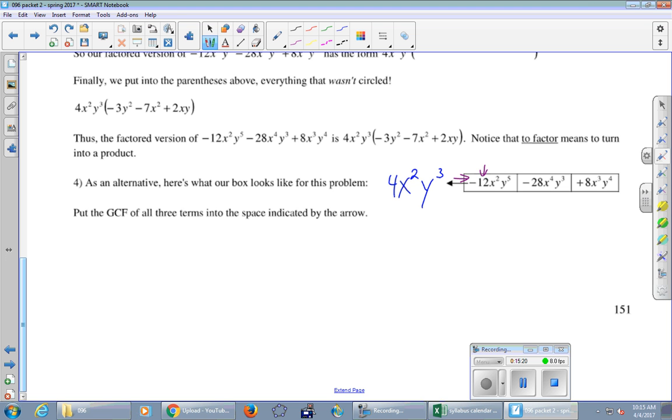What can I put at the top to multiply by that 4 to get the negative 12? It's negative 3. Let's focus on the x's. How many x's do I need up here so that when I multiply by the x squared in blue, I get the x squared in black? We don't need any. We've already got all of the x squareds we need. Y to what power multiplied by y to the third will give y to the fifth? Y to the second. That's it.